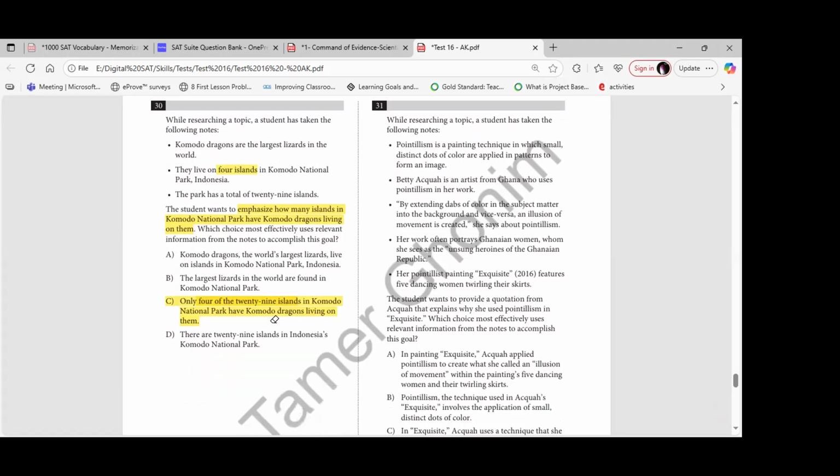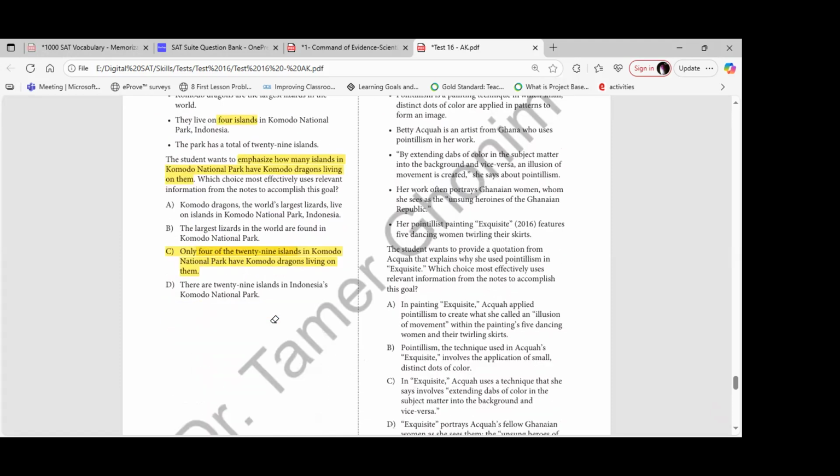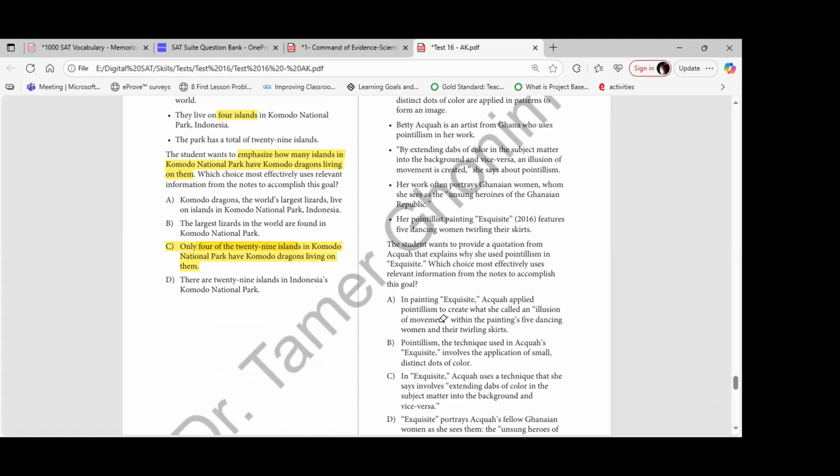Go to 31 and take care, please. You're gonna look at the goal, then go down. If you find that there are two answers that can be accepted, go to the bullets to find the right answer.